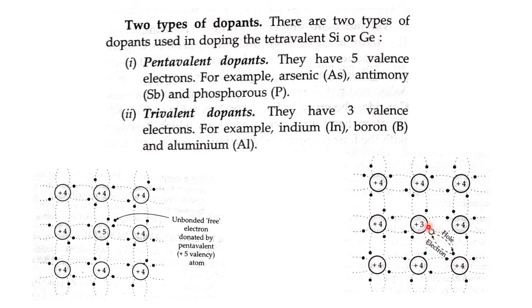So what does your trivalent dopant donate? The trivalent dopant donates an extra hole. This extra hole helps in the conductivity of your extrinsic semiconductor. Fine. So we had two types of dopant, pentavalent and trivalent. Pentavalent has 5 valence electrons, trivalent has 3 valence electrons. Pentavalent donates 1 free electron, whereas trivalent donates 1 free hole. Fine.